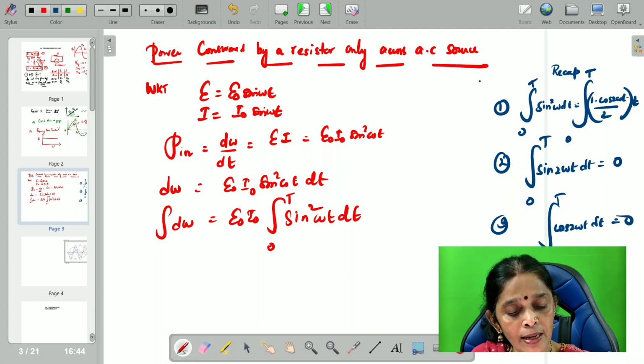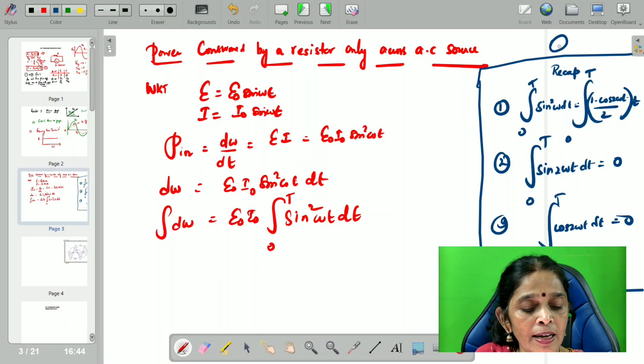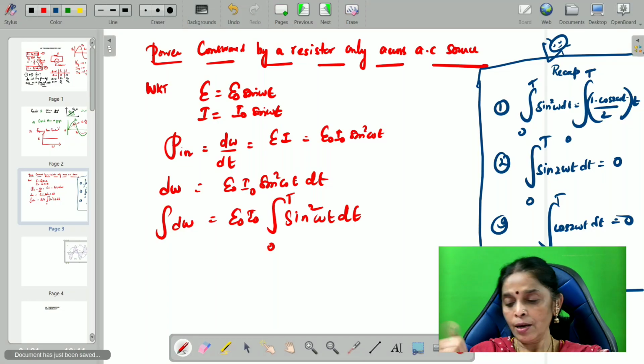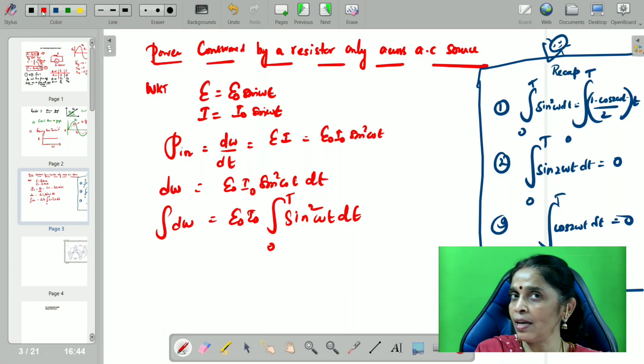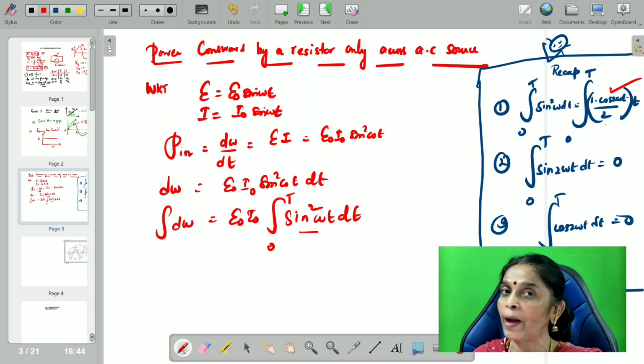So now I think you can have a short recap once again, so that it will be really helpful for you to solve this. Right, children? Now come back here. This is very easy now. What is the integral of sine square omega t? Just now I told you, 1 minus cos 2 omega t by 2.